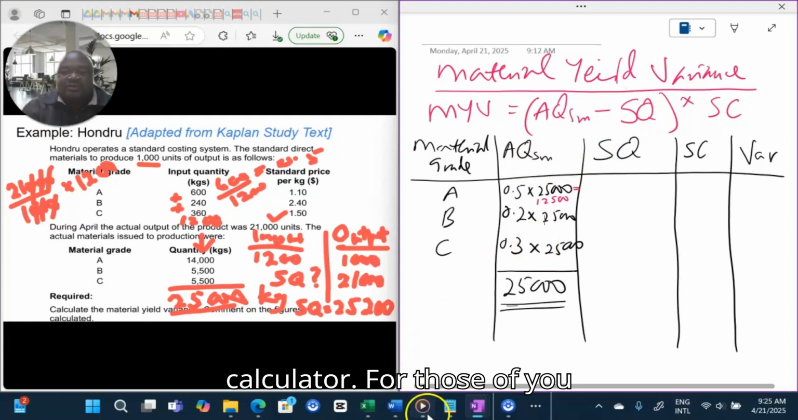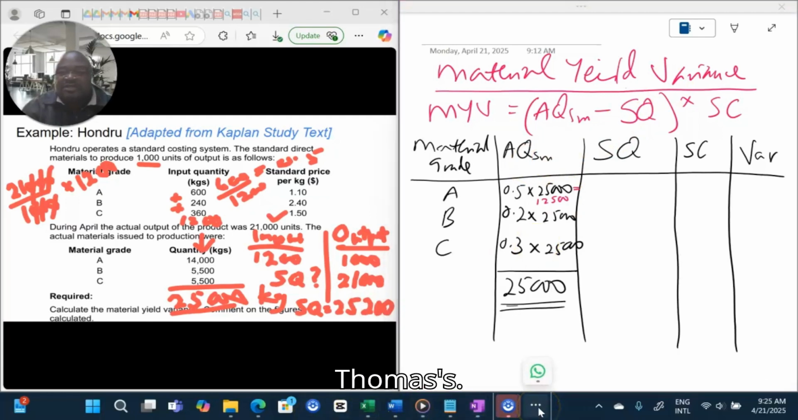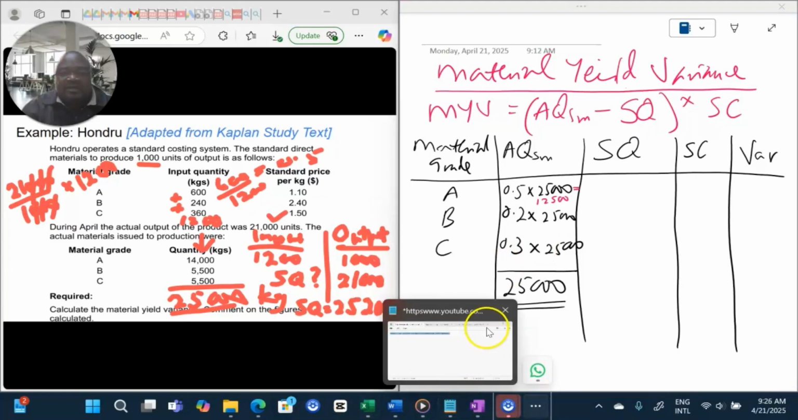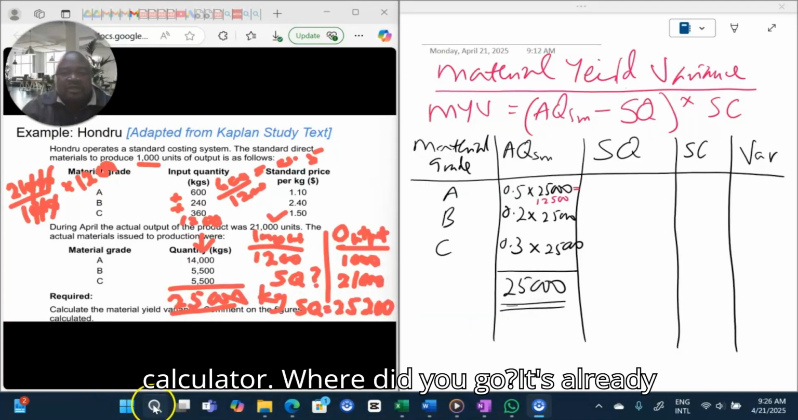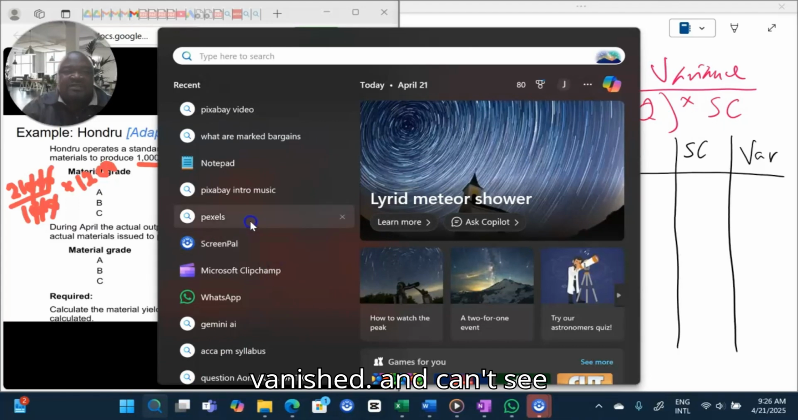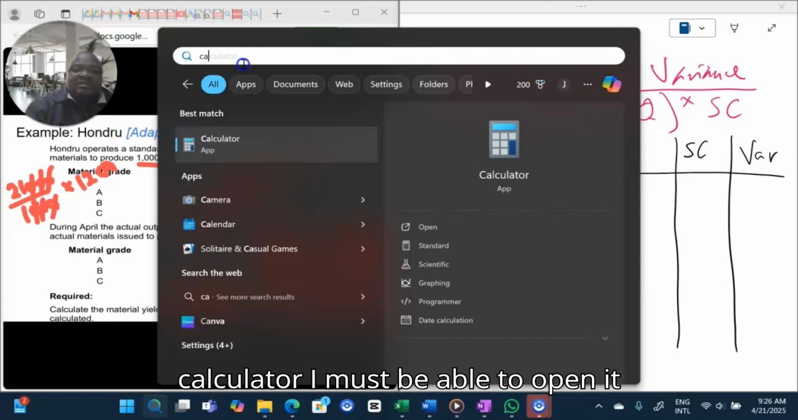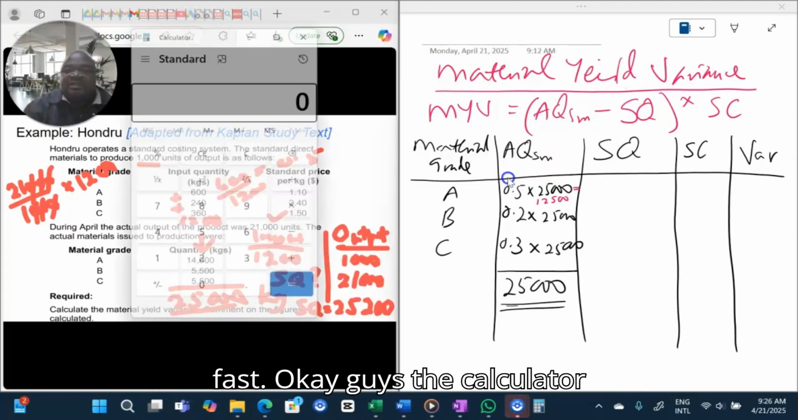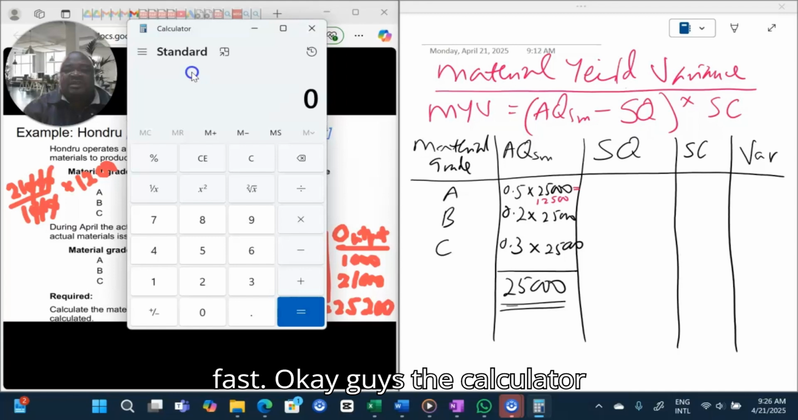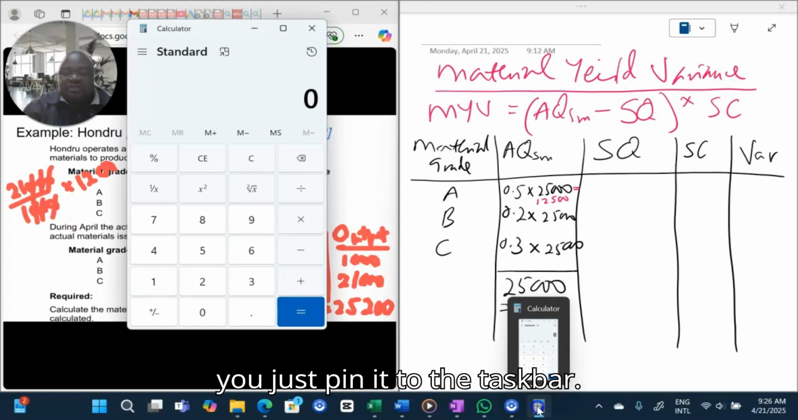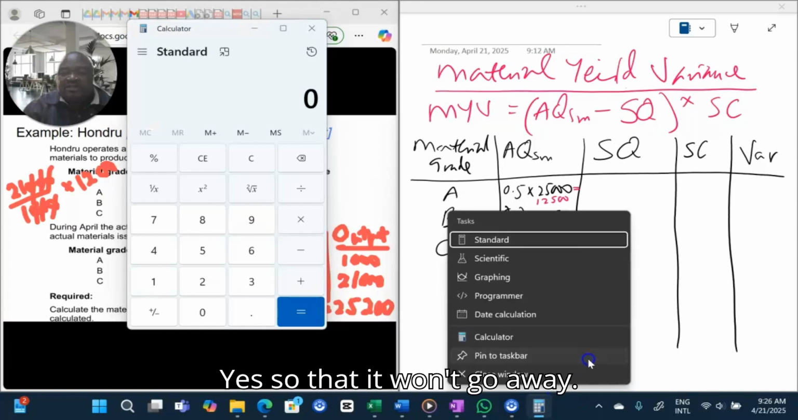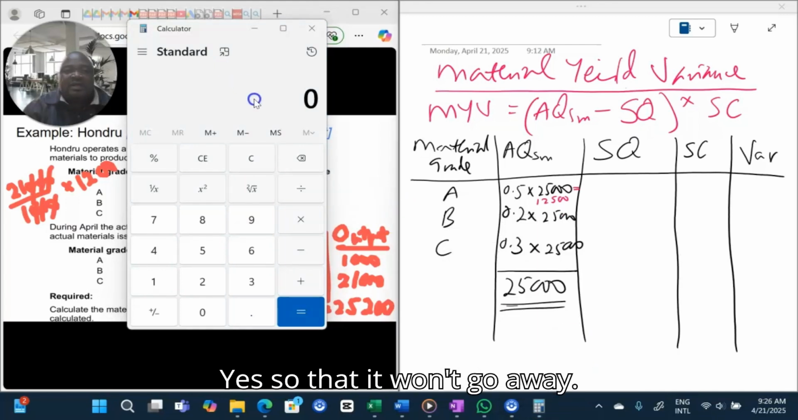Okay, for those of you who are doubting Thomas's, I can't see my, my calculator. Where did you go? It has already vanished and can't see it even here. So if I say calculator, I must be able to open it fast. Okay, guys, the calculator is back. Okay, so let me just pin it to the taskbar. Yes, so that it won't go away.